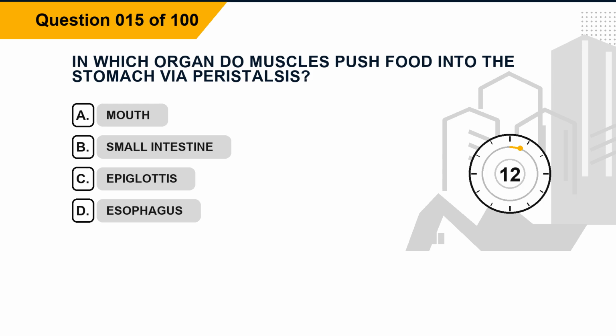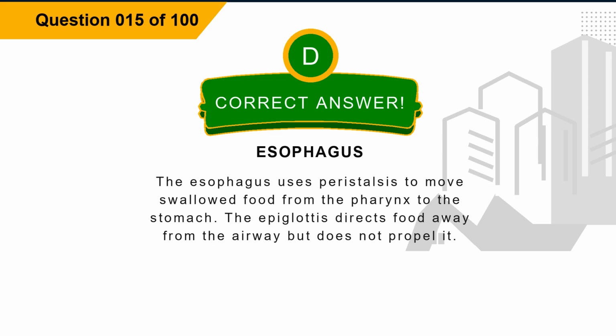Question 15. In which organ do muscles push food into the stomach via peristalsis? Option A, mouth. Option B, small intestine. Option C, epiglottis. Option D, esophagus. The correct answer is option D, esophagus. Explanation. The esophagus uses peristalsis to move swallowed food from the pharynx to the stomach. The epiglottis directs food away from the airway but does not propel it.